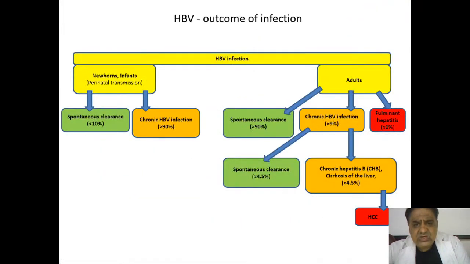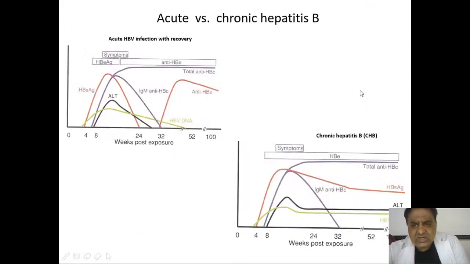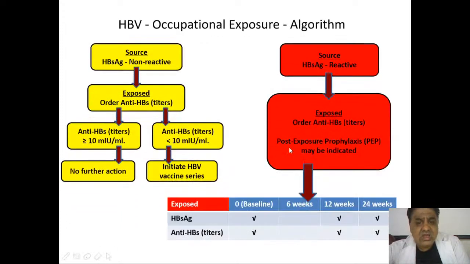In case of hepatitis B, we know most of us as adults will clear the virus. Some of us will go into chronicity. But if you have a needle stick injury and your source is non-reactive, nothing to worry. So if HBsAg is negative in the source, nothing to worry. Just do your titer, and if it is less than 10, take a vaccine now, so that for future exposure you don't have any risk. So if the source is negative, nothing to worry. Just take the vaccine if your titer is low.